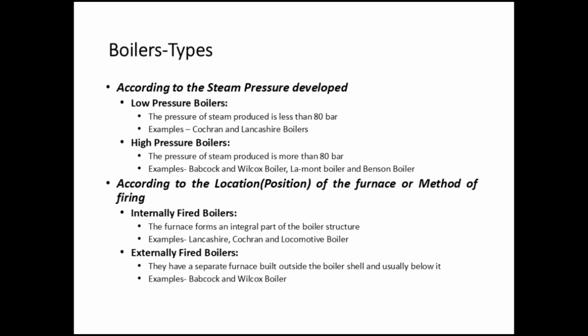According to the location and position of the furnace or method of firing. Internally fired boilers: the furnace forms an integral part of the boiler structure. Examples: Lancashire, Cochran, and locomotive boiler. Externally fired boilers: they have a separate furnace built outside the boiler shell and usually below it. Examples: Babcock and Wilcox boiler.